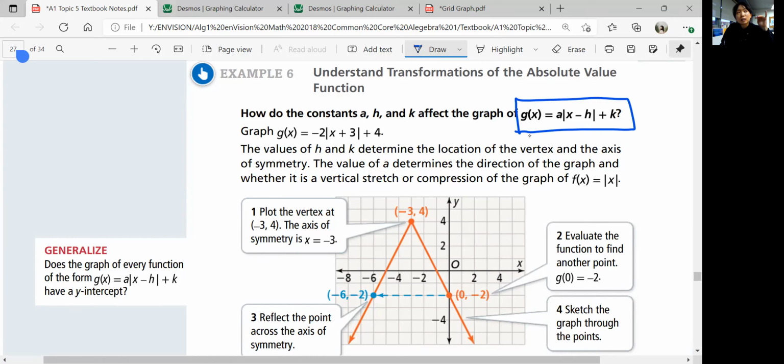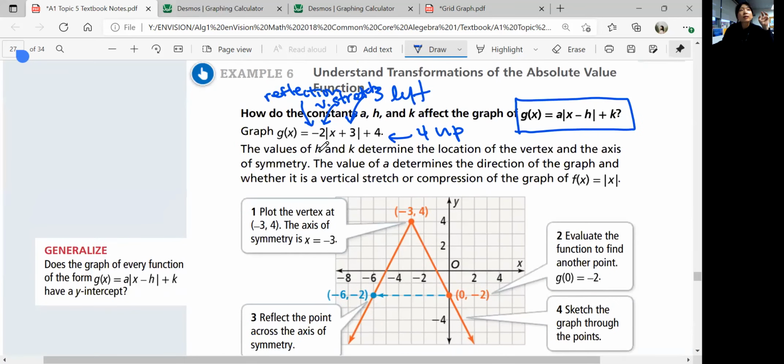If we have that, we're going to have multiple transformations at the same time. So let's try graphing -2|x + 3| + 4. We have a translation 3 units to the left and 4 units up. We have a reflection because a is negative, and 2 is greater than 1, so that is a vertical stretch. Okay, now that I've identified everything.